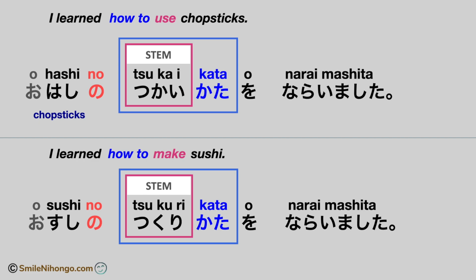means to learn something and it automatically implies that someone taught you the skill. If that's not the case and you learned it by yourself, then you can use this one instead. 覚えました。I learned how to use chopsticks. お箸の使い方を覚えました。I learned how to make sushi. お寿司の作り方を覚えました。This way, it means you now know how to do it, but it doesn't indicate how you learned it. It can be the case that someone taught you the skill or you learned it by yourself by watching YouTube or something.